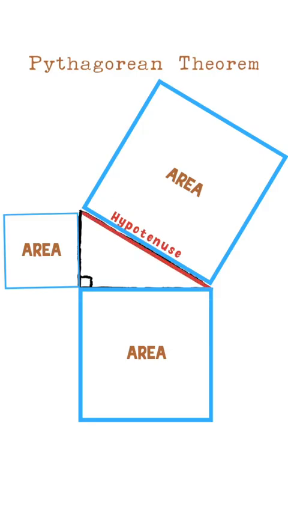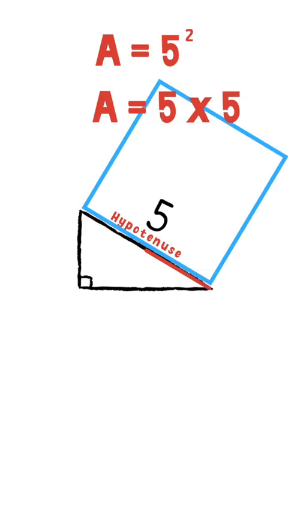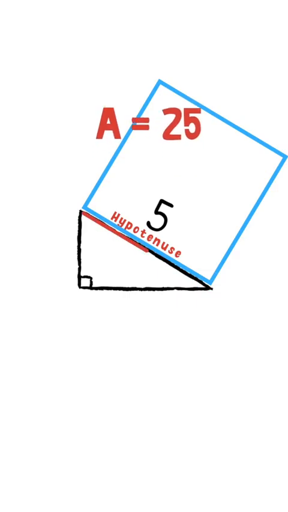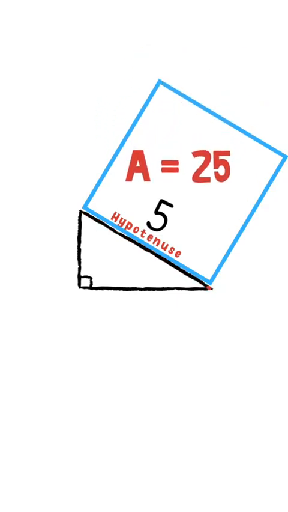So let's look at this same triangle. The hypotenuse length, that one side there, is 5, right? Okay. And we squared the box that we put on top of it. So 5 times 5, we get 25. So we know the area of this square on the hypotenuse is 25, right? Yeah. I get that part.